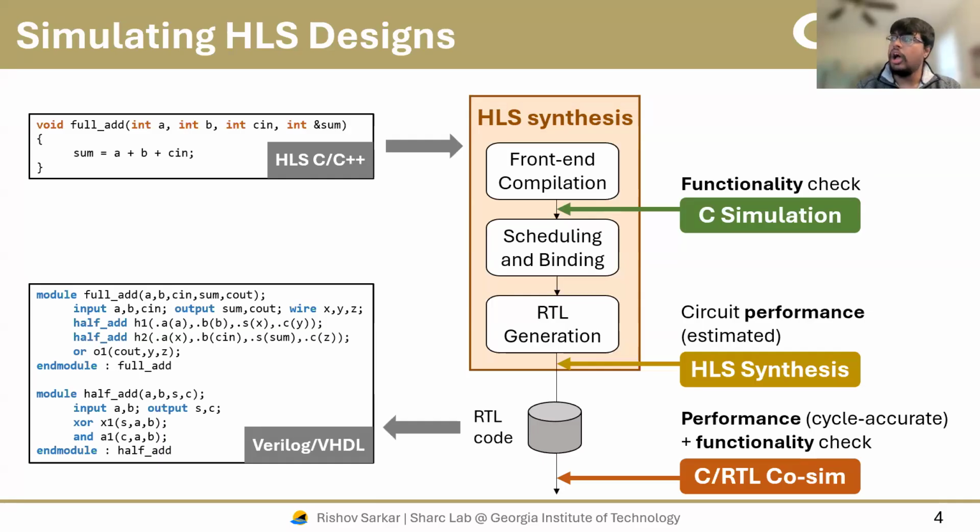Those are the three ways that you usually, at least during the HLS development process, check your design. You probably run C simulation a lot when you're developing your code, checking that it's correct. Then you might run HLS synthesis to check the estimated performance of your design and make optimizations there, and eventually you'll run CoSim to do a final, or not necessarily final, but a more thorough check.